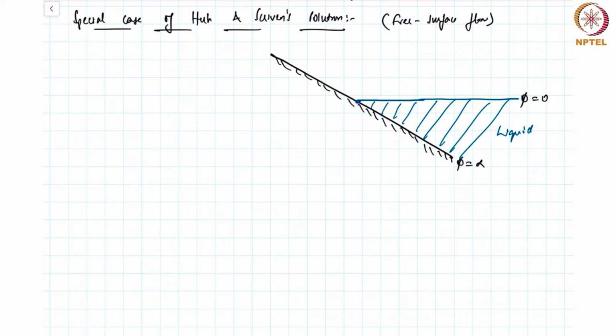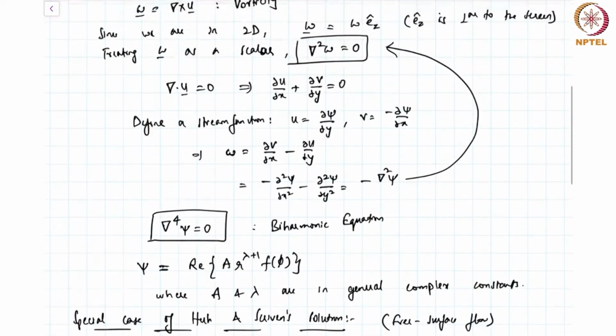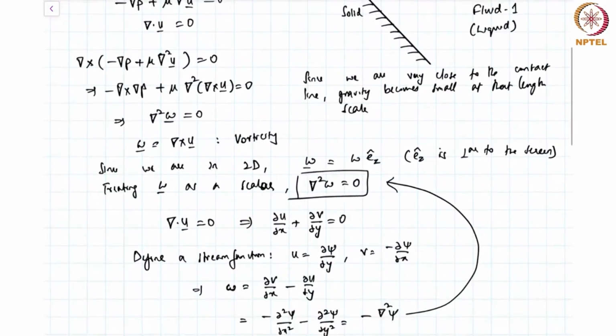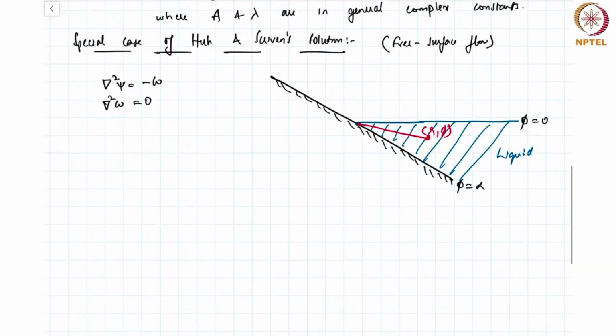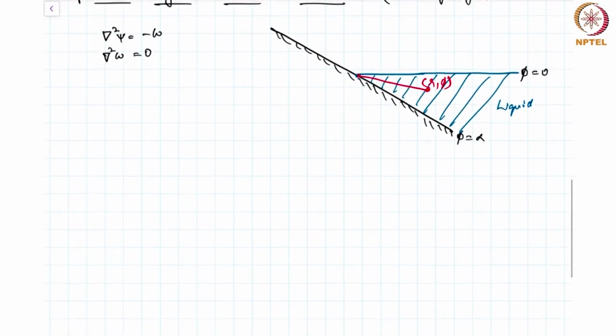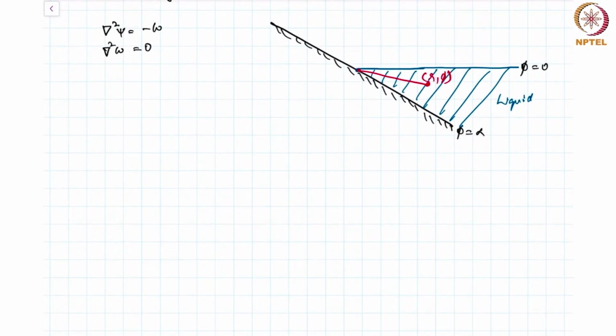Same idea, we will look for a solution in terms of variables r and phi. And the argument is as follows. We saw earlier that del square of psi is minus omega and del square of omega is 0. So you have two equations. Rather than writing one single biharmonic equation, let's write down these two equations. Now, the second equation is coming from the momentum equation, the Stokes equation. And the first equation is coming from the definition of the vorticity.